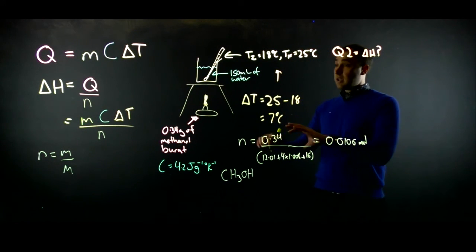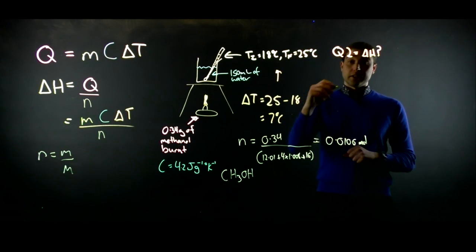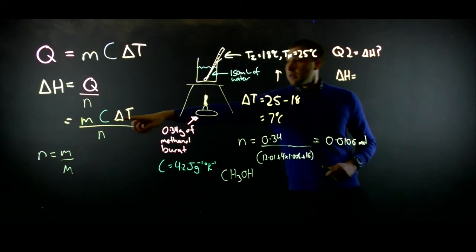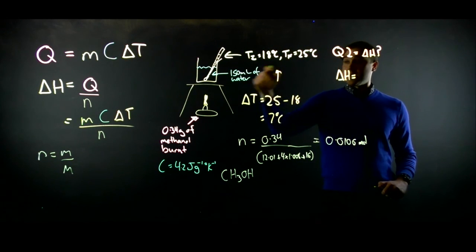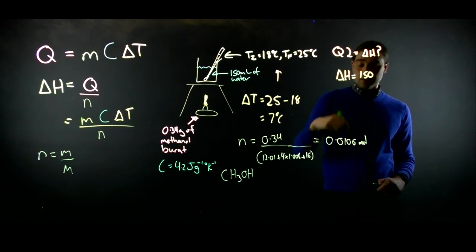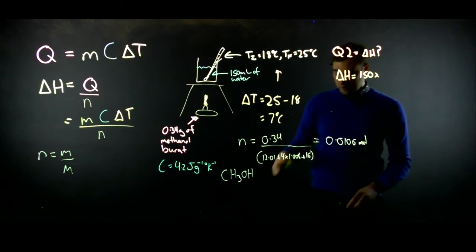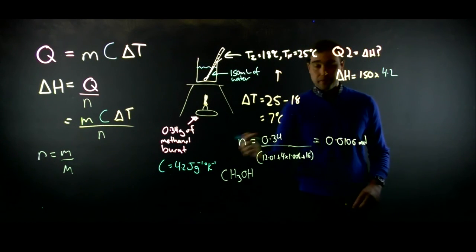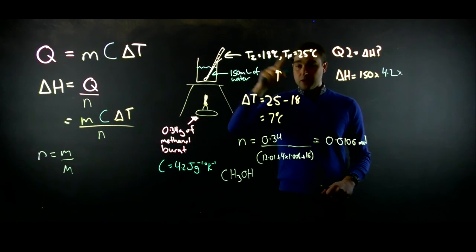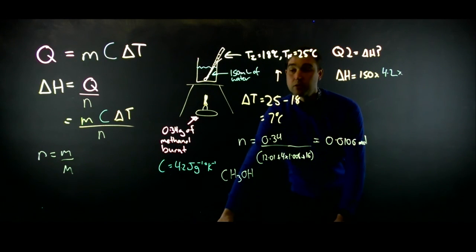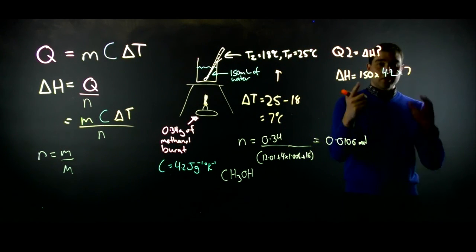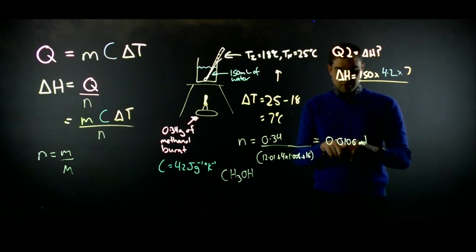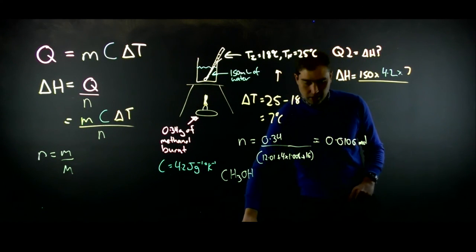So let's go back, and now we've got all the information we need to calculate delta H. So the enthalpy change. So delta H is equal to our mass of water. So the mass of water was 150 grams from 150 mLs, so 150, multiplied by our specific heat of water, which was 4.2, which is down here. Multiplying that by the temperature change, which was 7. So this is the same as what we used before. Then we're dividing that by our number of moles, which is 0.0106 moles.